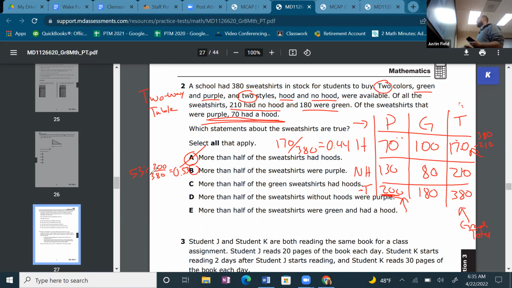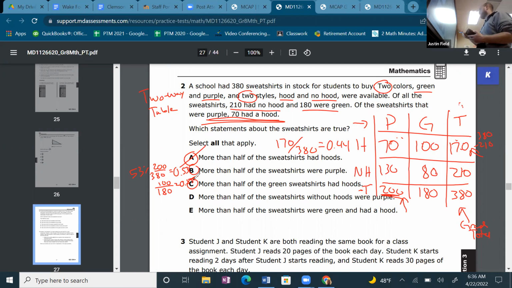More than half of the green sweatshirts had hoods. So we have how many green sweatshirts? 180. And how many of them had hoods? 100. Is that more than half? I think that's more than half. It'd have to be 200 for it to be half. Yeah, I get 0.55. Anything over 0.5 is more than half.